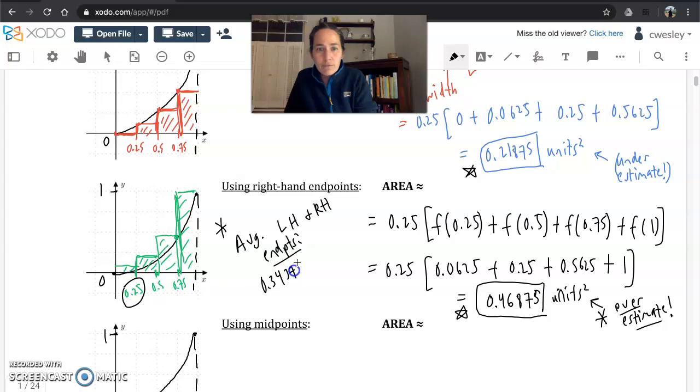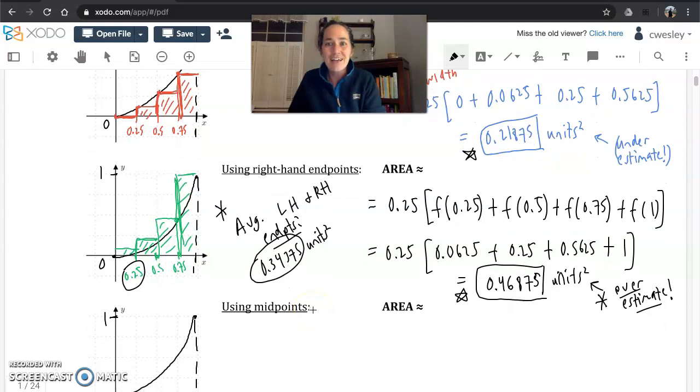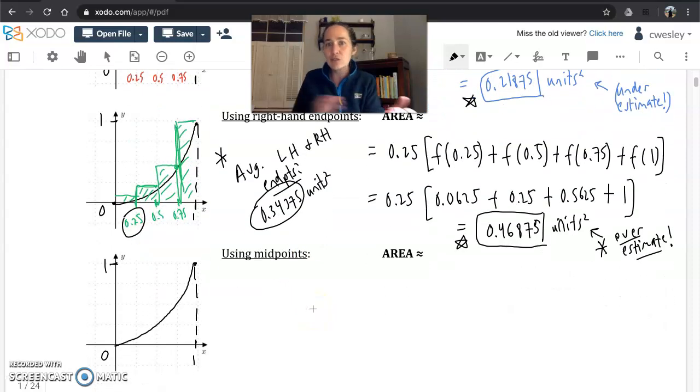0.34375 square units. And for this one question that we've been on for the whole page, this is the best that we've done so far. That's our best estimate, but it's not good enough. I want to do a tiny bit better. Lastly, if the left hand was too small of an estimate, if the right hand was too large of an estimate, what if we used midpoints of those rectangles hitting the curve y equals x squared so that every single rectangle was a little bit of an overestimate and a little bit of an underestimate, kind of counterbalancing the whole thing. All right, so let's try to draw this out.